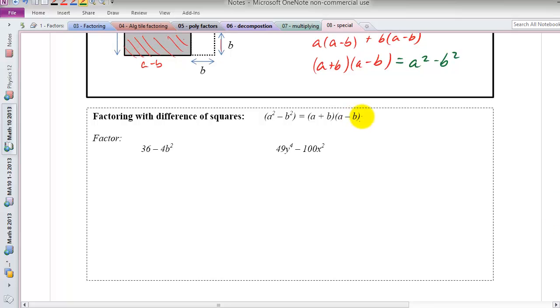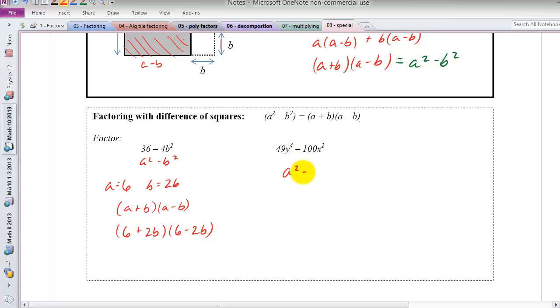So factoring with the difference of squares. It's not too hard actually. We just have to identify if something's a difference of squares. So when we go to factor this, if we can identify that this is true, then we can factor it very easily. So if you can take the square root of 36, that means a is equal to 6. The square root of b squared, which is 4b squared, would be 2b. So the factor of this would be, if you think (a + b)(a - b), so that's 6 plus 2b, 6 minus 2b.